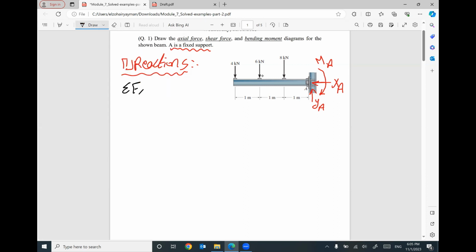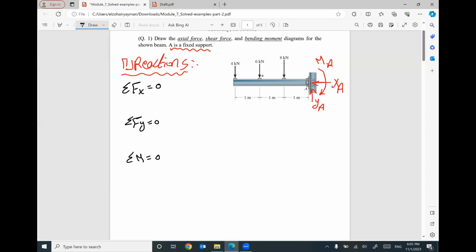Once you set up your reactions, I'm gonna apply my equilibrium equations. Summation Fx equals 0. Summation Fy equals 0. Summation moment at any point equals 0. My recommendation for your exam, your quiz, your problem: don't write anything below the given beam. I will put my calculations on the left-hand side because under the given beam, I'm gonna draw my diagrams.